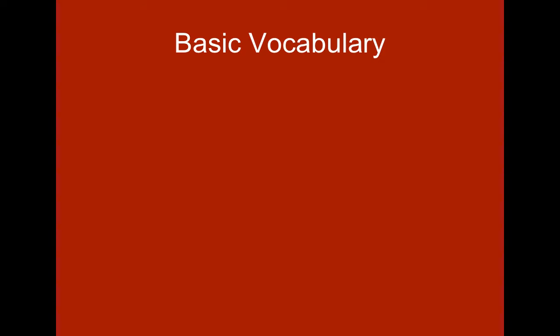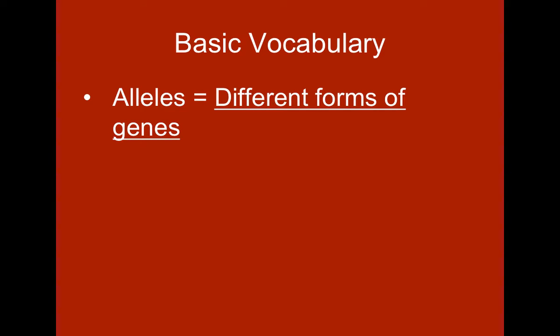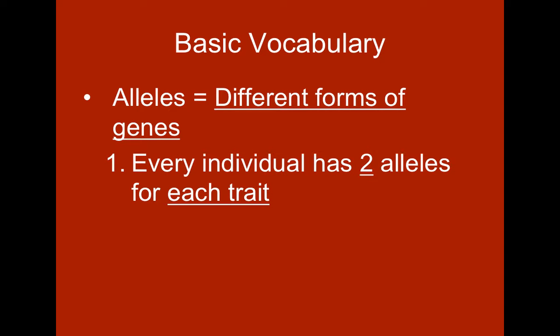We also will talk a lot about alleles. Alleles are basically different forms of genes. So, if you look at somebody's height, there are different height combinations. There's different eye colors. There's different flower colors in plants. So these are the different forms of the genes that can be present in an individual. What you have to remember is every individual has 2 alleles for each trait. So in their genetic makeup, there's 2 alleles.